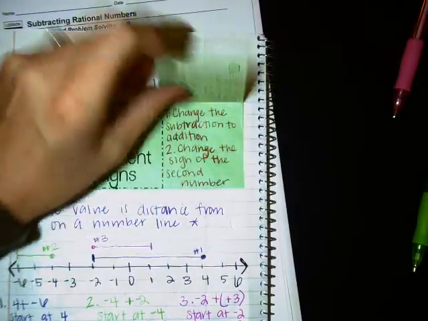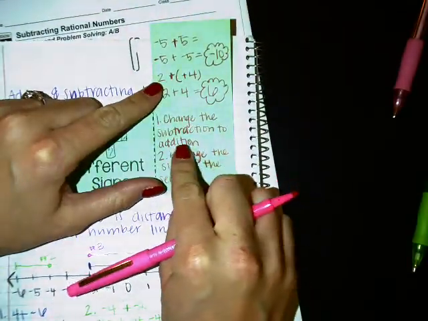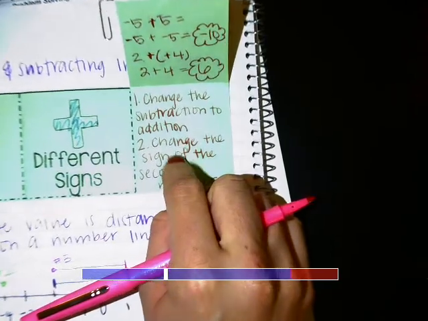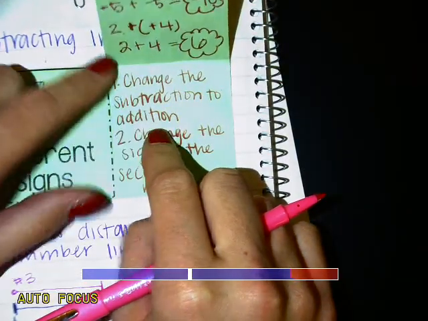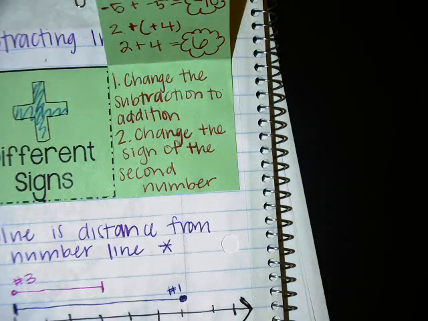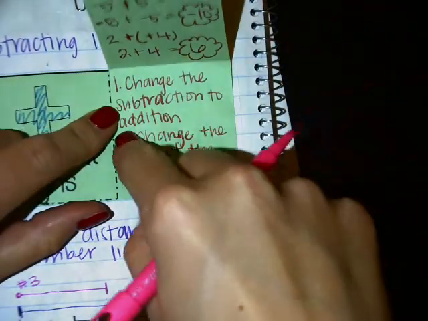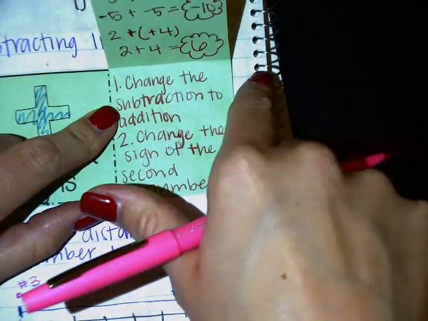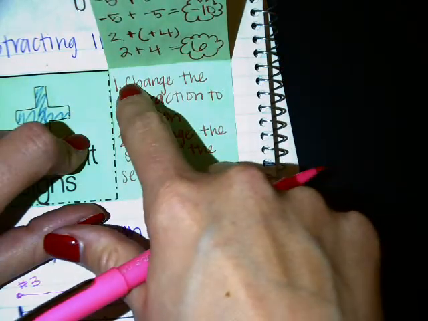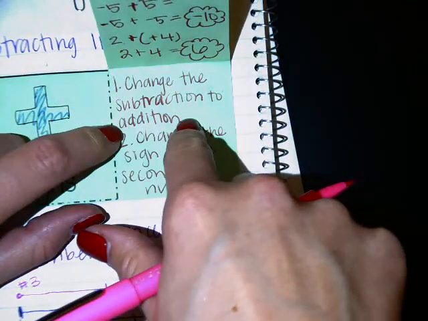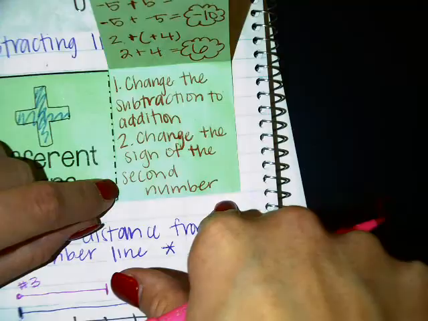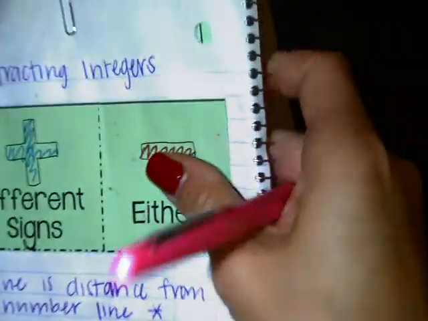Okay? So when we subtract, here's our subtraction one. What you do is we change it to addition. We just love addition way more. So anytime you see that subtraction, unless it's an obvious 6 minus 4, that's obvious, you don't have to do this. But when we've got positives and negatives and stuff, or you're subtracting a bigger number from a smaller number, you need to do this. You change your subtraction to addition, and then you change the sign of the second number.